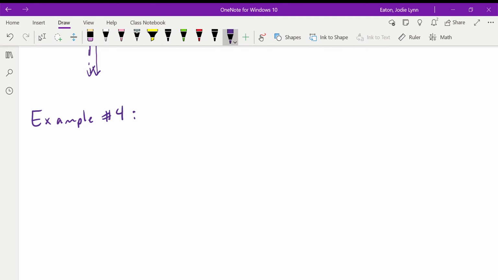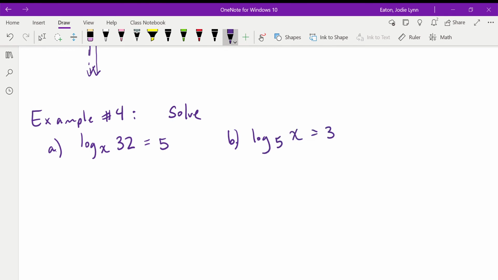Okay, we're going to solve a few. So let's start with log base x of 32 equals 5, and log base 5 of x equals 3. You might see a variable in a few different places when you're solving a logarithmic equation. So what happens if the variable is somewhere else? We can still use our little arrow strategy.